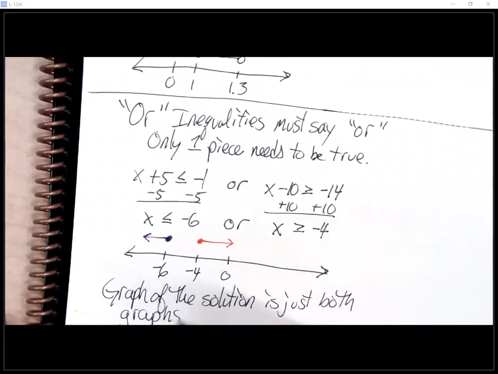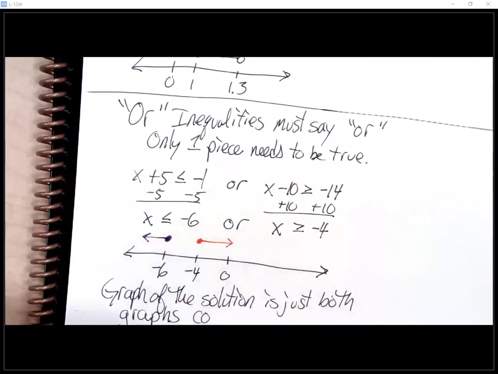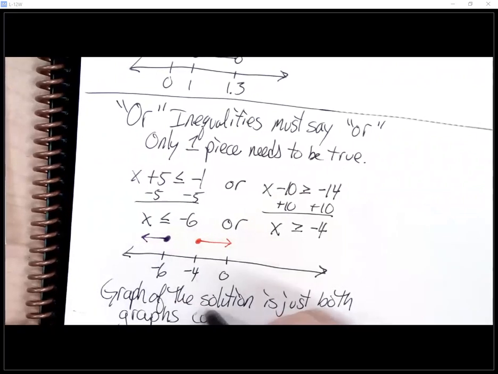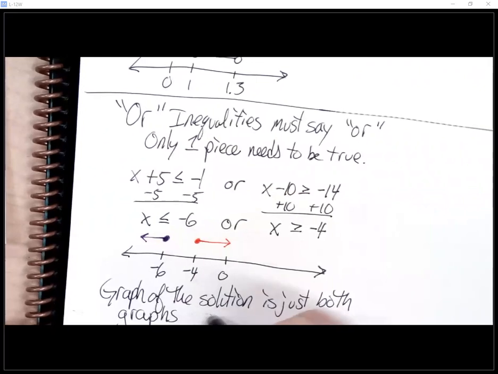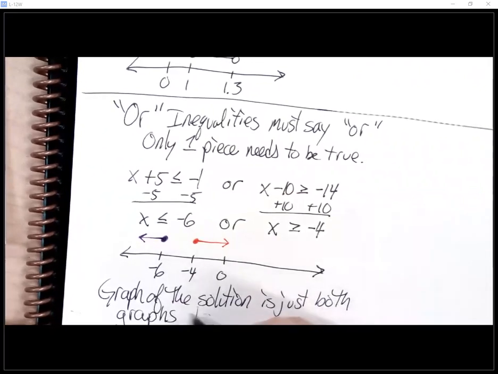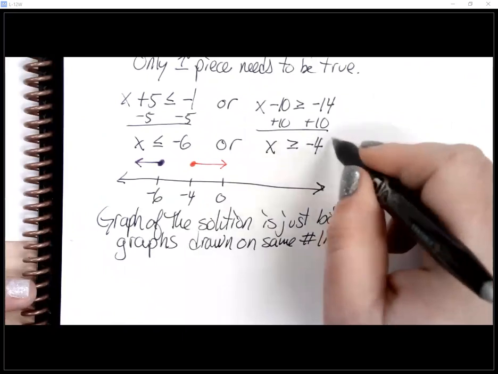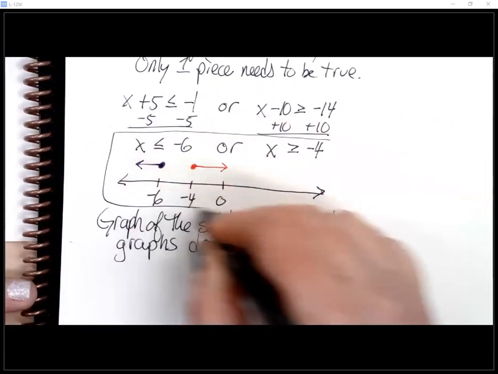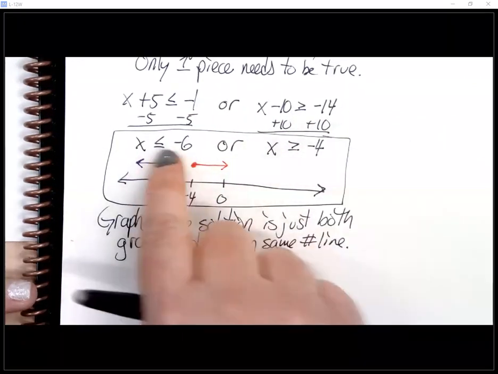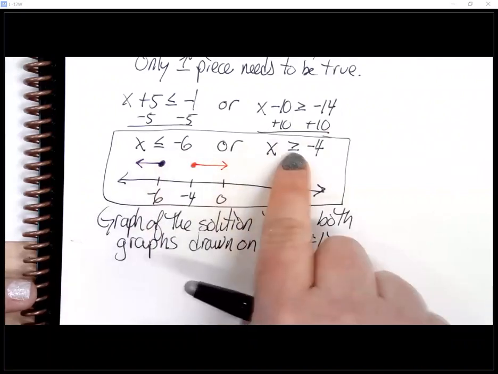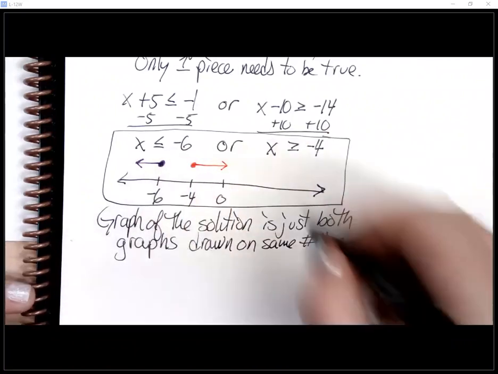combined. I don't want to think combined like overlapping like the last one was. I'll say both graphs drawn on the same number line. So that's it. That's my final answer, all of this right here. There it is written as an inequality, and there it is graphed. Final answer.